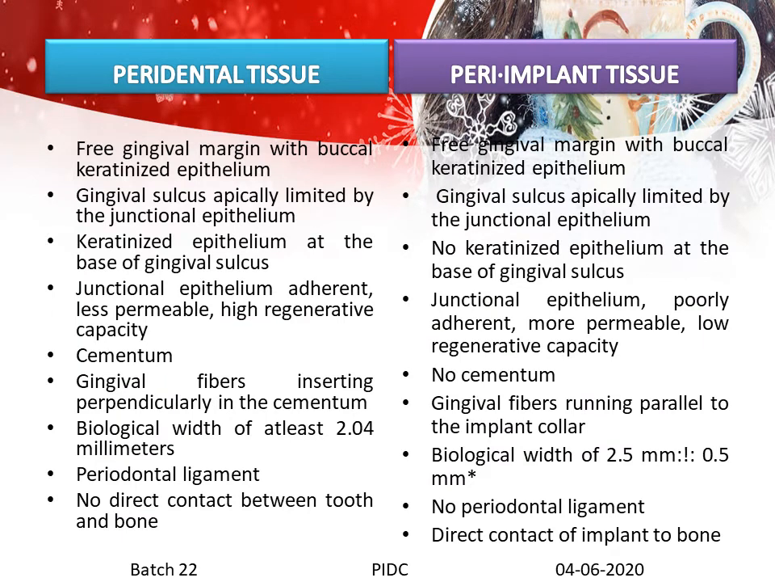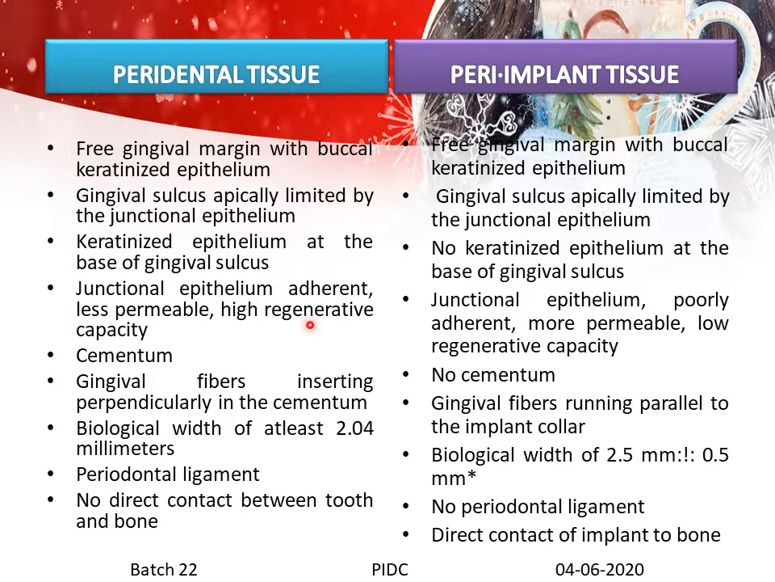So these again in the form of words. The first 2 points are going to be the same points. Free gingival margin is present with the help of buccal keratinized tissue in case of both the peridental and the peri-implant tissue. Gingival sulcus is apically limited by the junctional epithelium in both the peridental as well as peri-implant tissues.